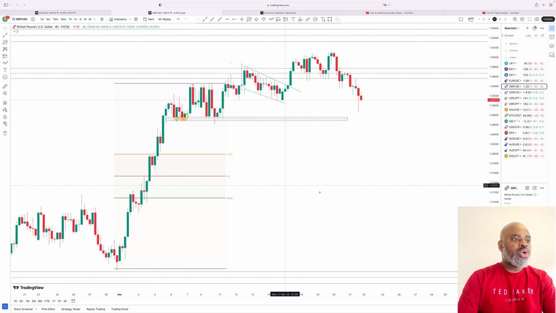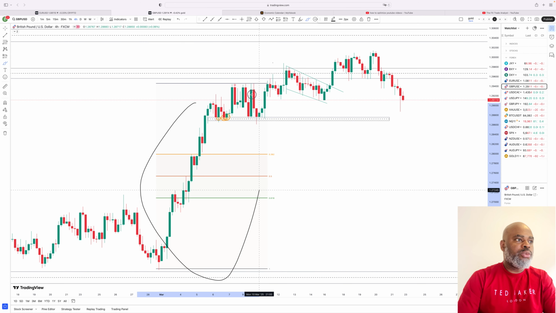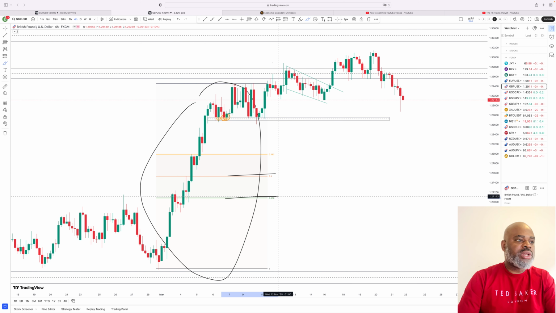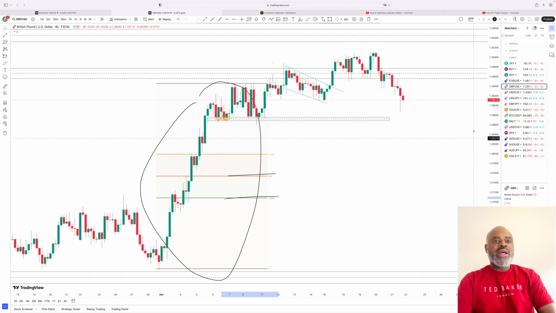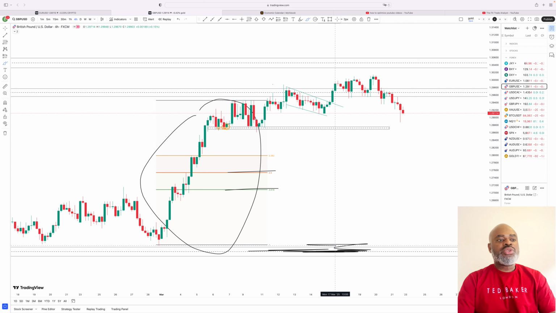The overall structure, if you remember in the previous week, we talked about it retracing to these zones. Remember, we marked out this fib zone, and we were saying that we're looking for GBPUSD to come to either the 50 or the 618 retracement zones. Okay, and then of course there's a clean area of support here that we're still looking forward to.